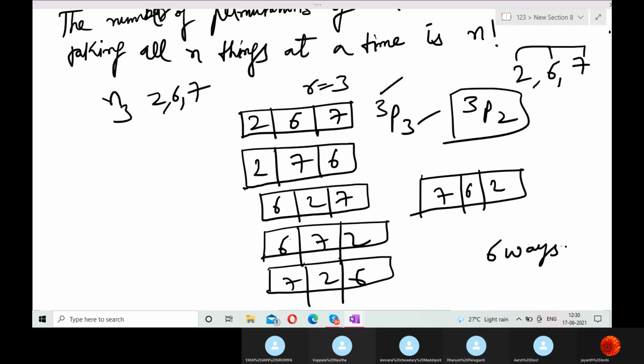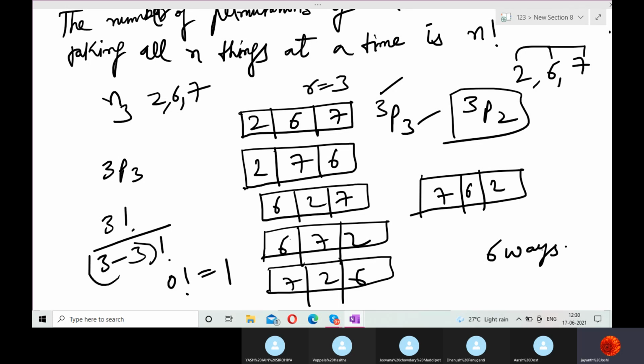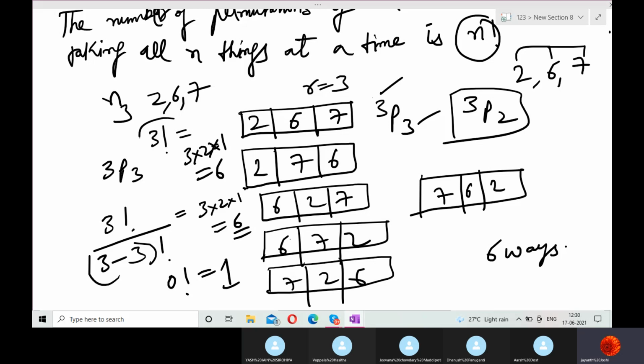So how many ways did we get? 6 ways. So if I say 3P3, let us find 3 factorial by 3 minus 3 factorial. 0 factorial is what? 1. 3 factorial is 3 into 2 into 1, finished. So for all this, you need not go for 3P3 and all. Directly n factorial. So 3 factorial is what? 6. 6 ways, correct? So directly n factorial, if you are taking all the numbers at a time.